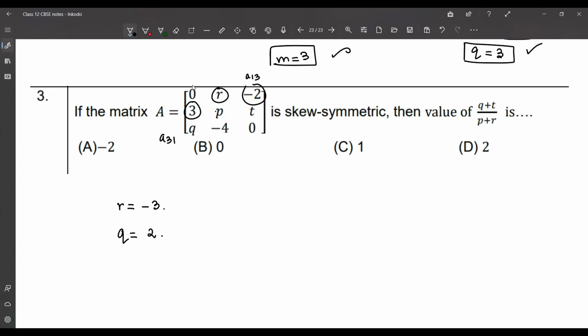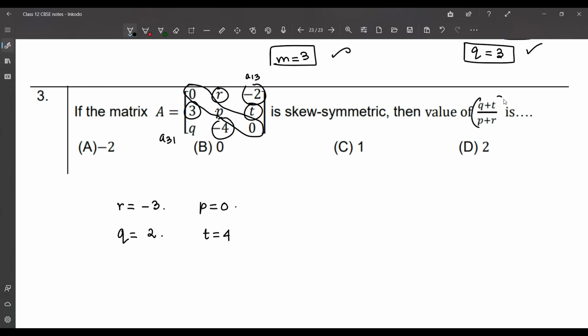And the leading diagonal of a skew symmetric matrix is all zeros. So P is equal to 0. And we also have A23 and A32, which are numerically equal, but their signs are different. So we can say that T is equal to +4.